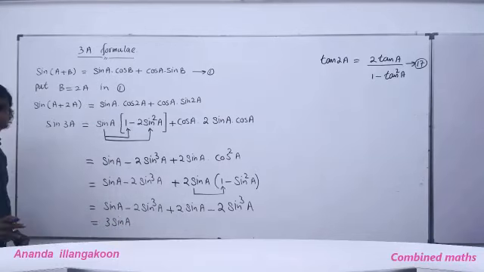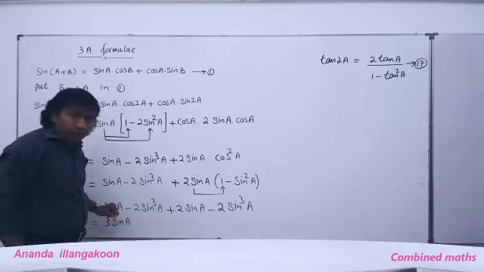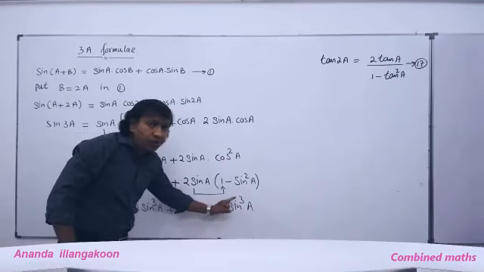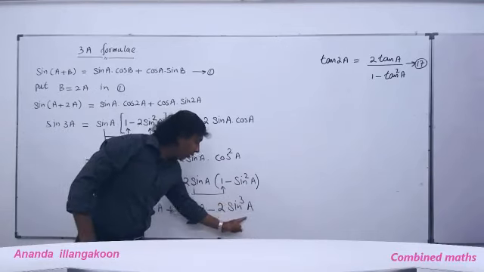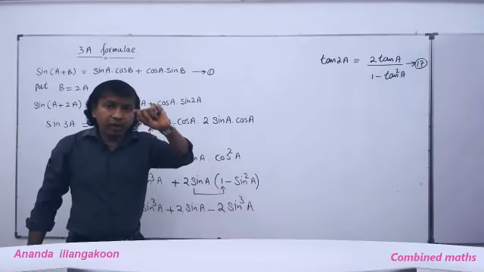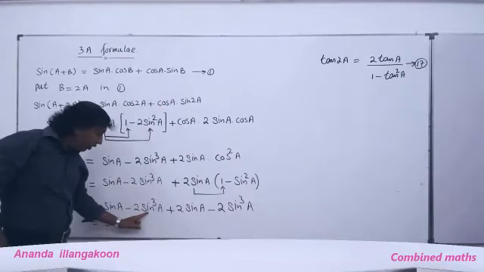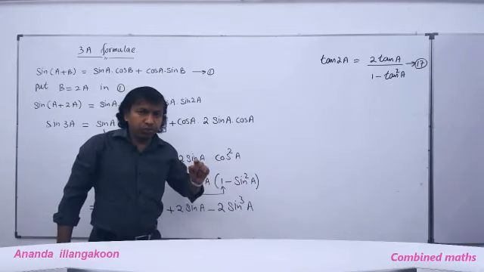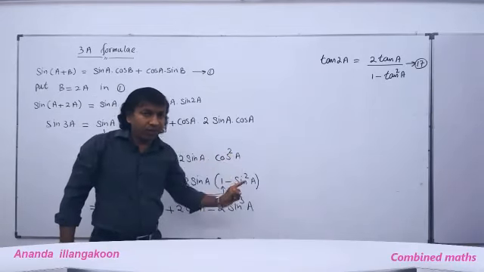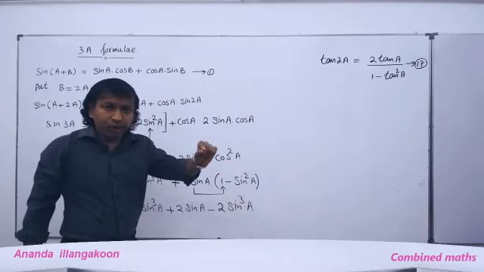3 sin A. And here minus 2 sin cube A, and here also minus 2 sin cube A. What is that, people? If you take that sin cube A whole thing as capital X, you have here minus 2x, minus 2x. Minus 2x minus 2x is minus 4x. But what is our x in this case? Sin cube A. Then what's the answer? Minus 4 sin cube A.